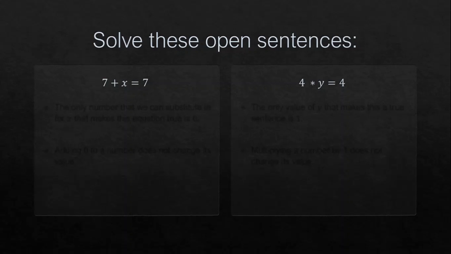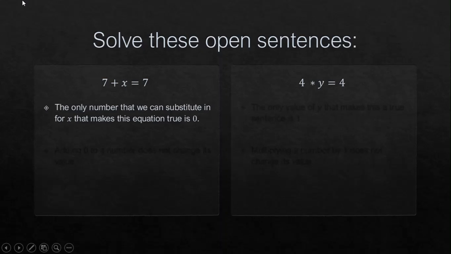Okay, so first off, let's try to solve these open sentences. On the left side, go ahead and find a value for x that makes 7 plus x equals 7 true. The only number that we can substitute in for x that makes this equation true is 0. 7 plus 0 is equal to 7. So adding 0 to a number does not change its value.